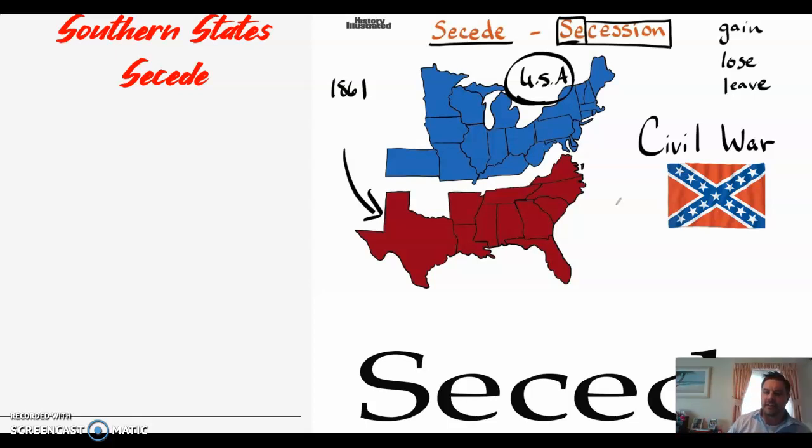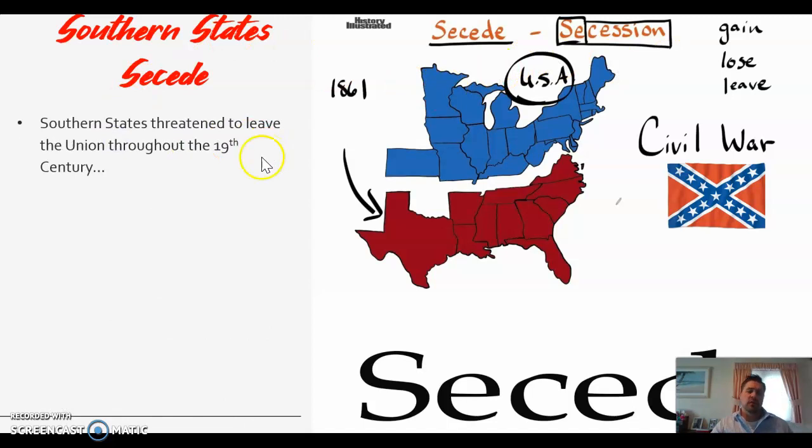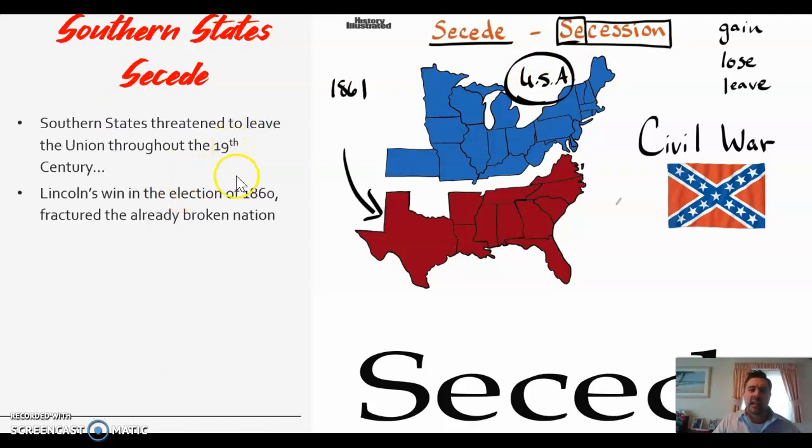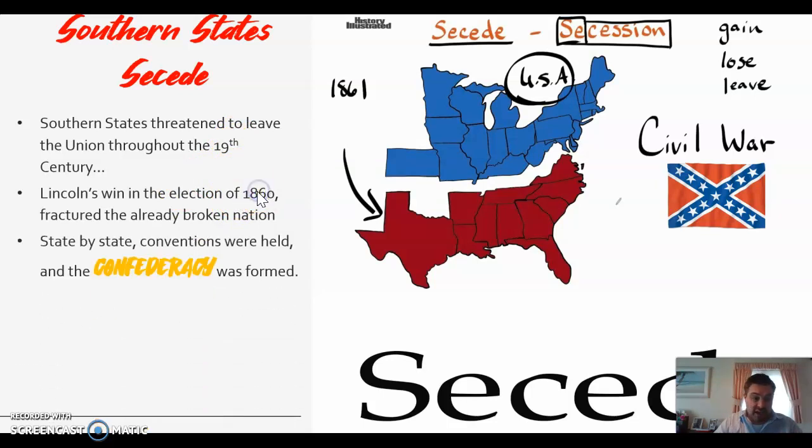Secession is when you leave. It means you're seceding. You're giving something up. You're moving away. And the southern states had threatened secession for a long time throughout the 19th century. Lincoln's win in the election of 1860 fractured this already broken nation. State by state conventions were held. And eventually the Confederate States of America, or the CSA, was formed.